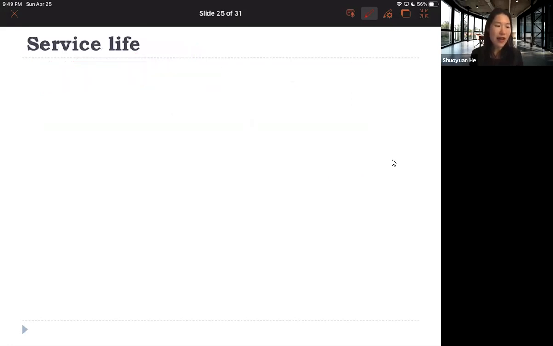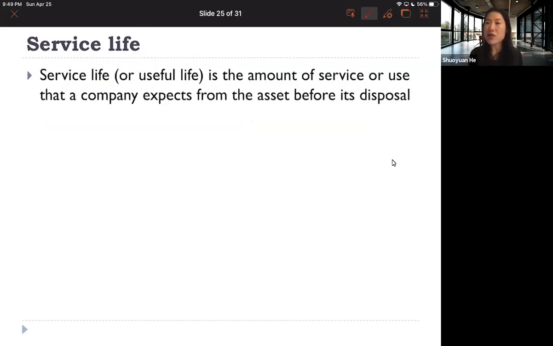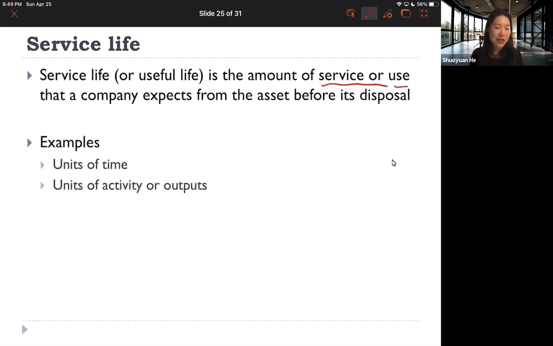And then service life. Service life is also called the useful life. It is the amount of service or use a company expects from the asset before its disposal. And service life can either be in terms of units of time or units of activity or output.